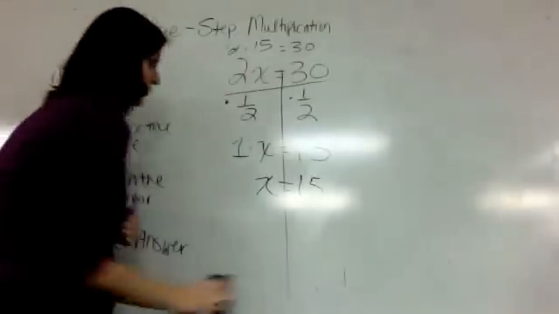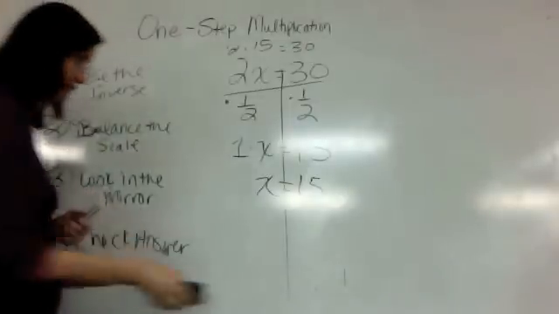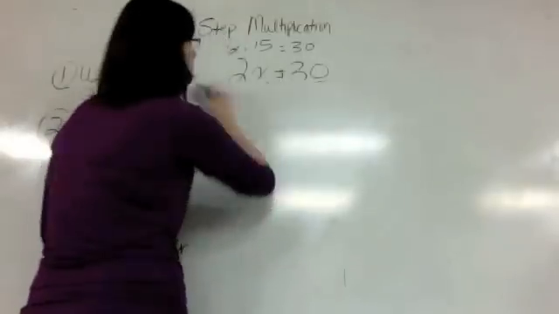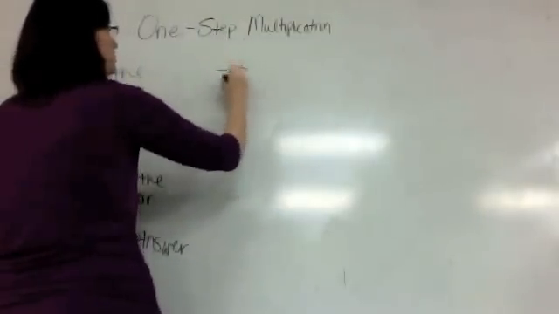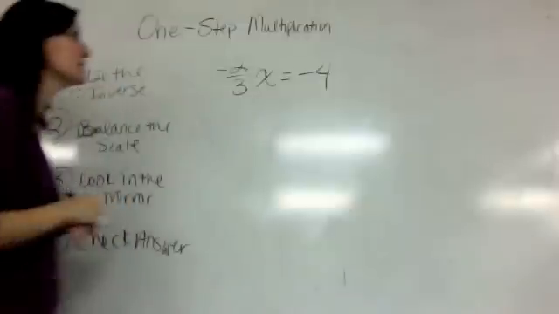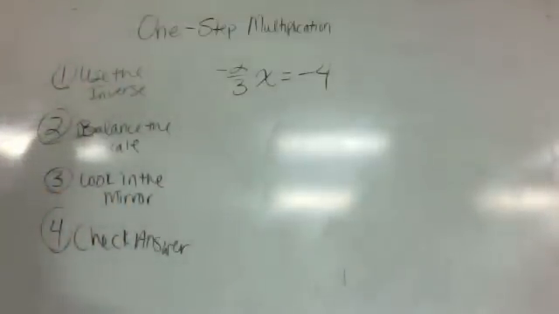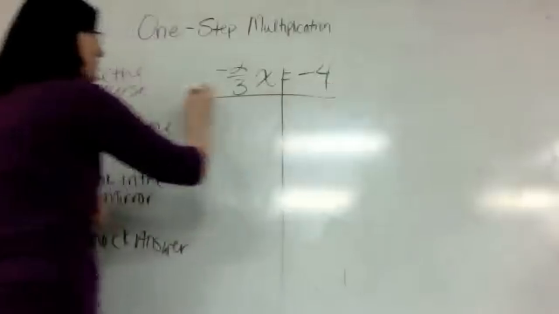Okay? So it's a lot like what we did yesterday, it's just we're doing it in multiplication instead of with addition. Now, let's try another one. -2/3 x equals -4. So we're throwing some negatives in there and then a fraction. You've got to remember your rules for multiplying by a negative. I'm going to draw my balance scale.